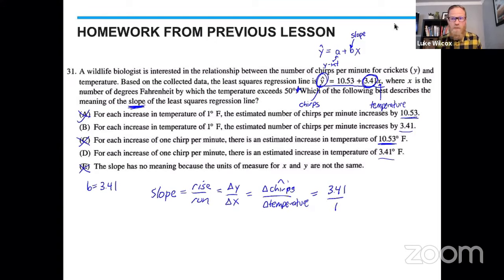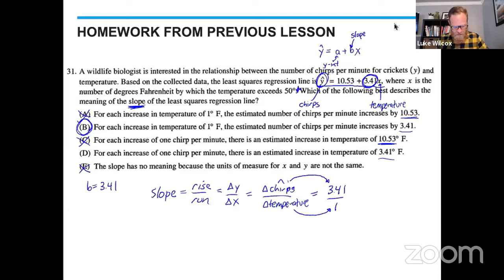And here's the reason why. When it comes to interpreting slope, we see it right here. It's saying if we had a change in temperature of 1, an increase of 1 degree in the temperature, we would expect or predict the number of chirps to go up by 3.41. So which of the two answer choices says that? Well, I think it's right here, answer choice B.